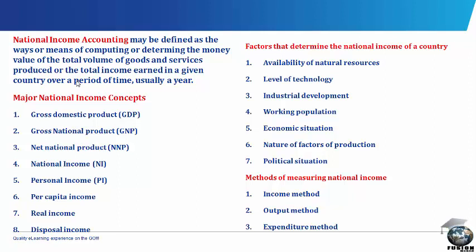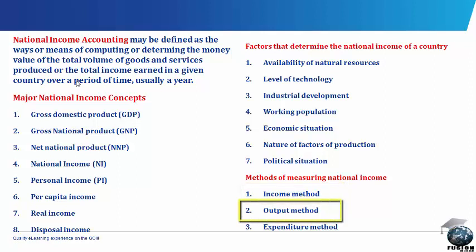Methods or ways of measuring national income. There are 3 methods or ways of measuring national income, and they are: 1. The income method, the output method, and the expenditure method. The income method. This is the total monetary values of incomes received by individuals, business organizations, government agencies, and which are calculated. These incomes include all interests, salaries, rents, and profits received and made in a given period of time, usually a year.